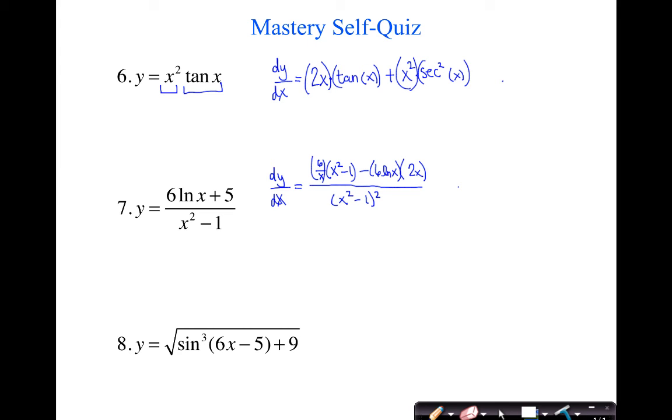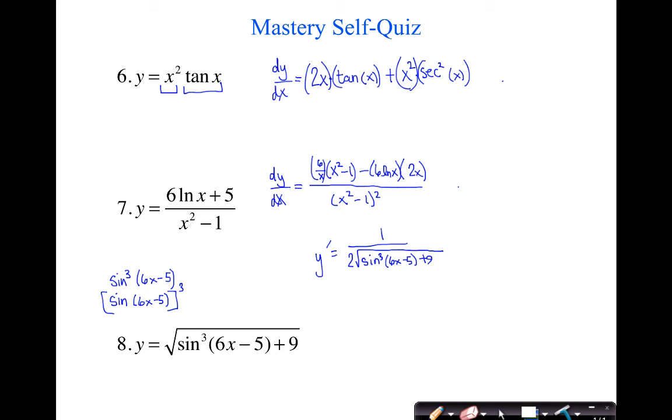If it's a square root of something else, I'm going to go 1 over 2 times the square root of that something else, which is sine cubed of 6x minus 5 plus 9. Now, as a note, sine cubed of 6x minus 5, something that might make this easier to understand, notice this cubed here. We talked about this with a squared before. This means the same thing as sine of 6x minus 5, whole thing, to the third power.